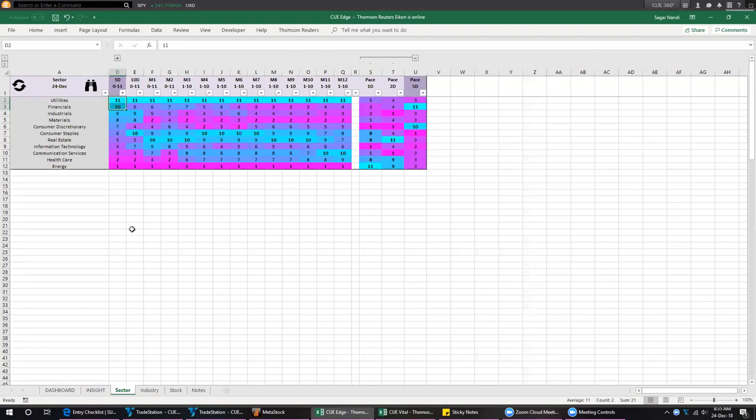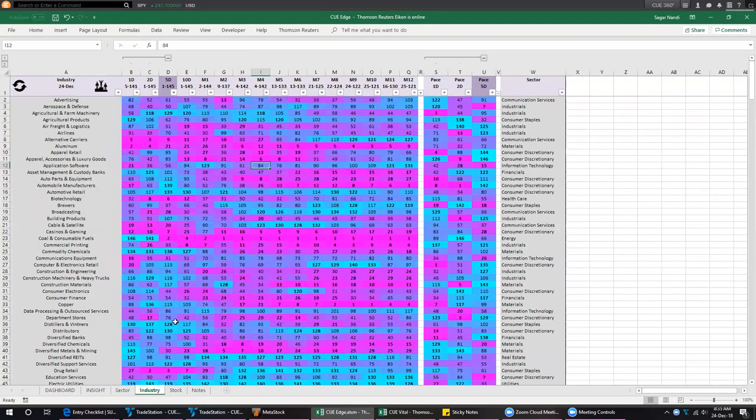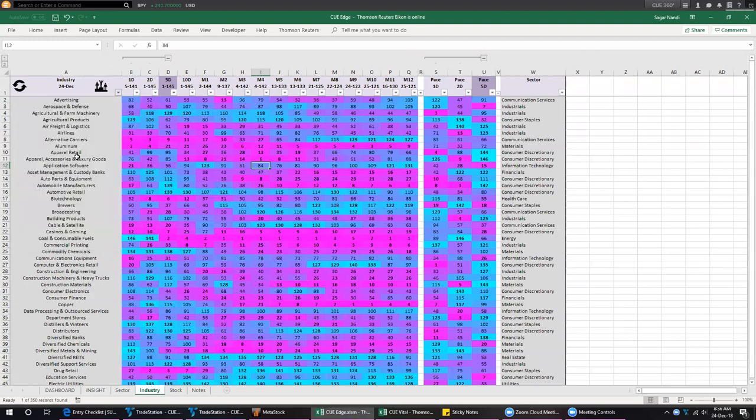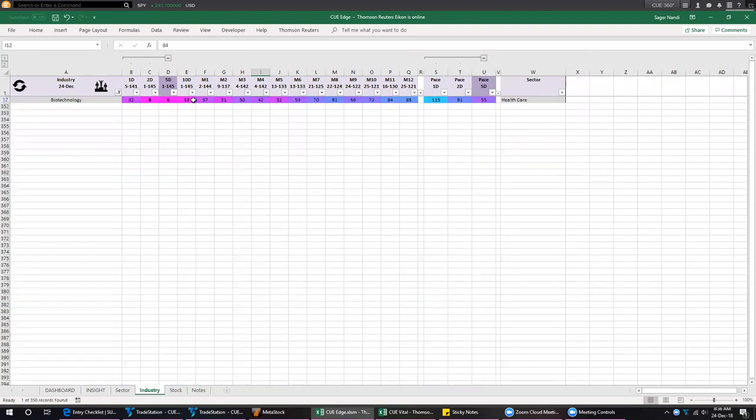What we are trying to do is to look for shortlist stocks. Let me look at the industries one by one. I could start from sector or drill down, or I could simply type and filter for biotech. Biotech is weak. How do I know? It's from the color. It's magenta color. Earlier, in fact, it was cyan.